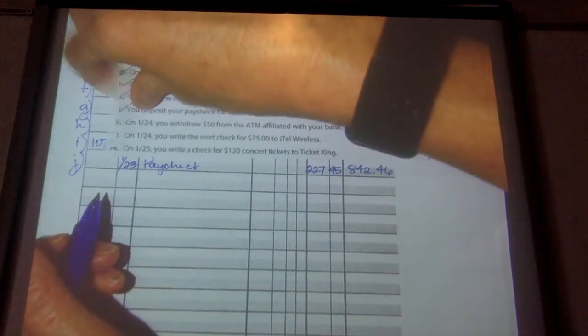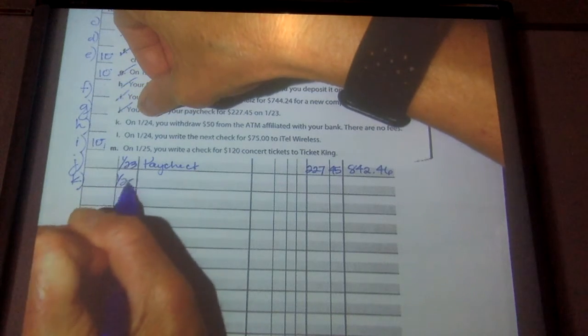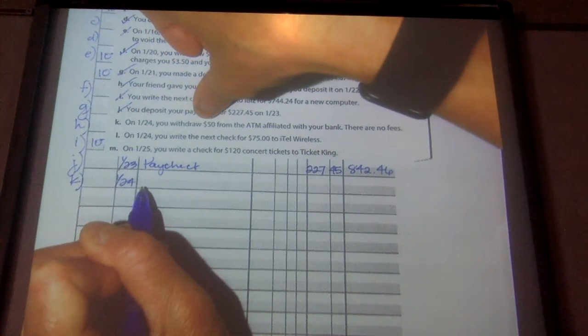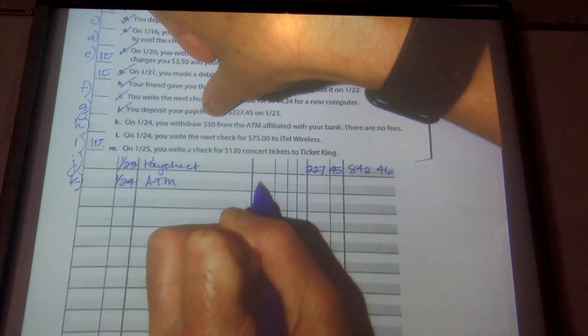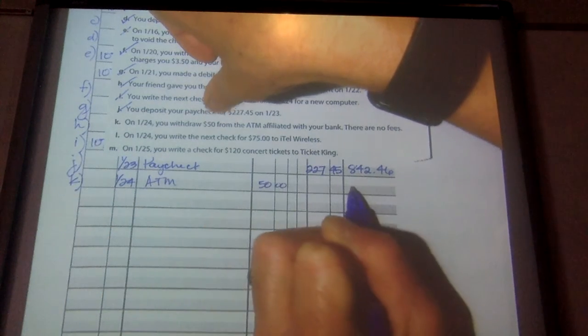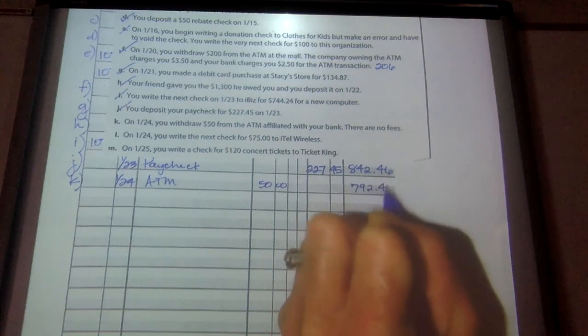On next one, on K. Because on January 24th, I withdrew $50 from my own ATM. So there were no fees. So if I subtract $50, I get $792.46.